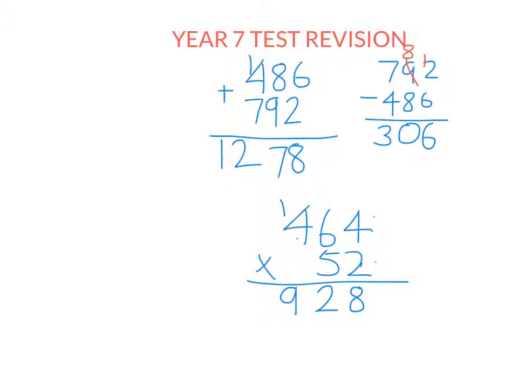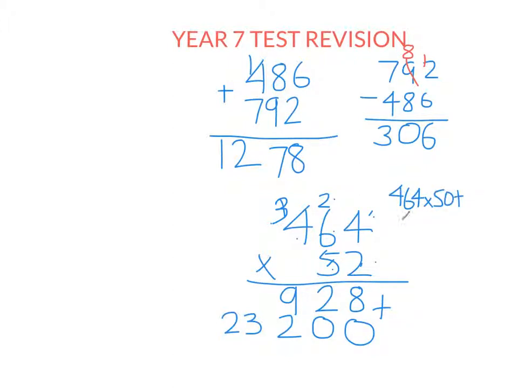Now I've got to times 464 by 50. So I put down a 0 because the 5 is in the tens column. Then 5 times 4 gives me 20. Put down the 0, carry the 2. 5 times 6 is 30, plus 2 is 32. Put down the 2, and now I'm going to carry the 3. 5 times 4 is 20, plus 3 gives me 23. All right, now add these together. Basically what I'm doing here is writing it as 464 times 50 plus 464 times 2, which is the distributive law that some of you would have learned.